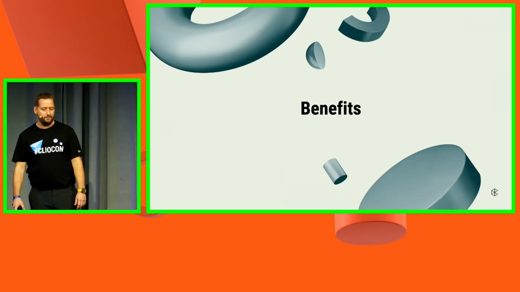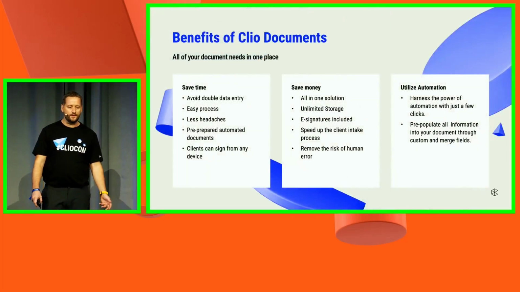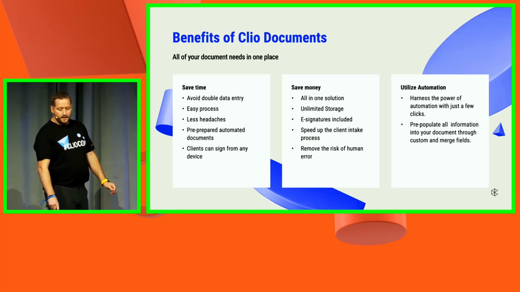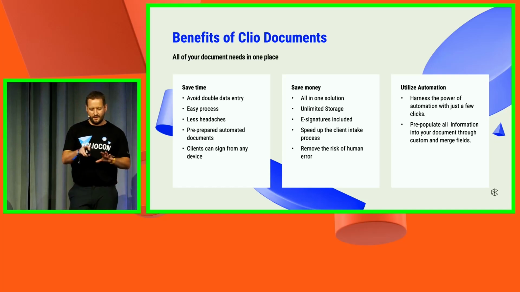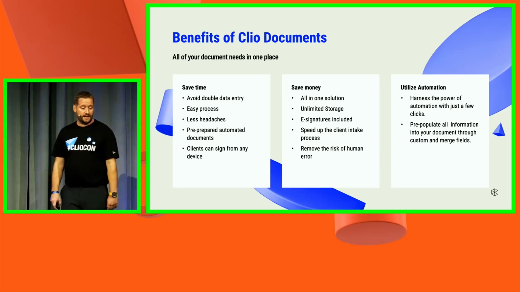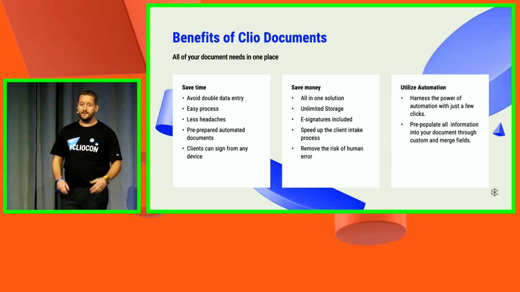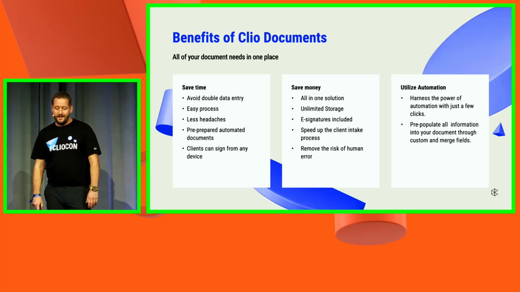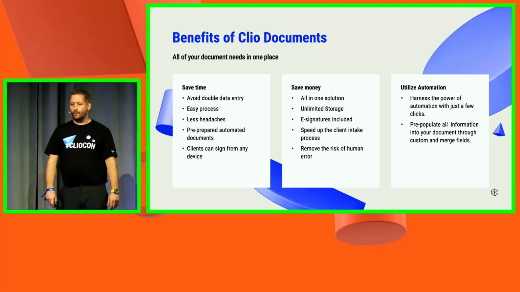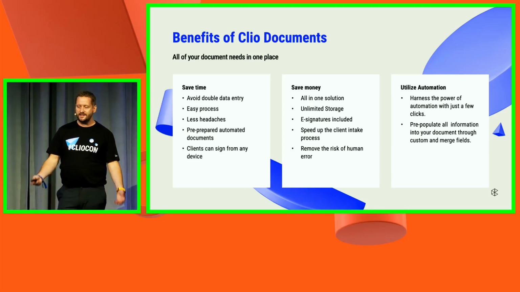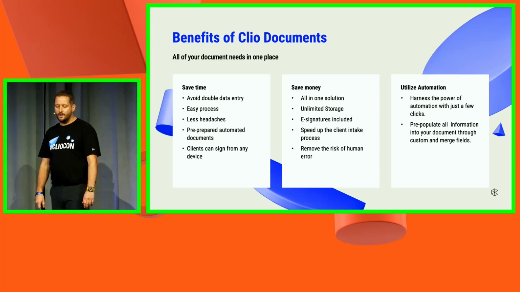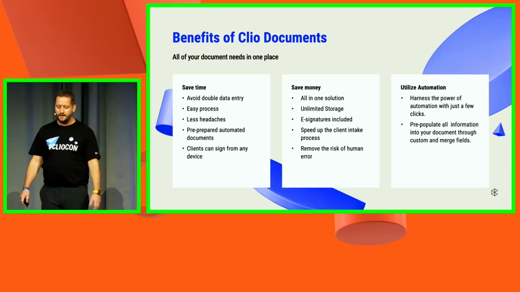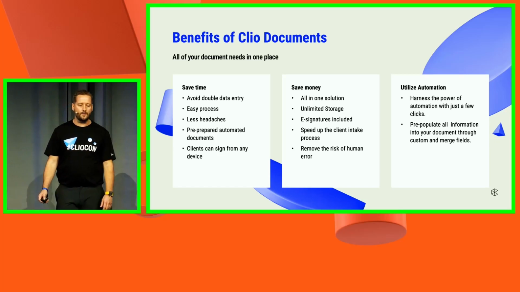So you can see, obviously, the importance of utilizing just some of those functions within Clio. Some of the main ones really here, there are a lot here, as you can see. I'm just going to focus on a few of them. So for example, clients can sign from any device, which is great because I can guarantee a lot of you have a mobile phone in your pocket. And then also unlimited storage, which is huge, especially in today's age. Everything is on the cloud there as well. And then also utilizing automation, so pre-populating all your information into documents.